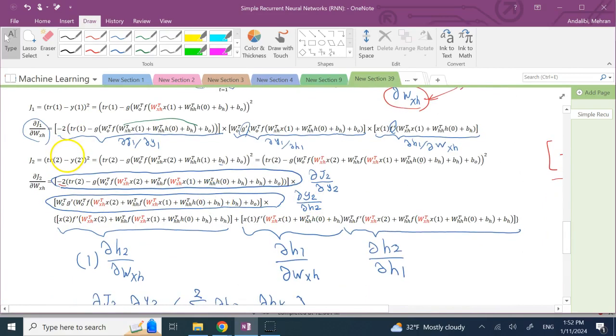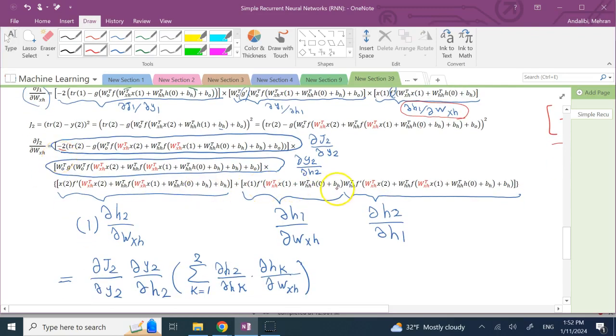The last part is a little bit different. It's not simply the derivative of h1 with respect to that weight. The last part has two components. You see, I added them and put them in a brace. What is the last part? It's the same as what we had earlier, derivative of h1 with respect to wxh, multiplied by partial of h2 with respect to h1, because h2 is a function of h1, and then this guy here is partial of h2 with respect to wxh. So h2, as I said, in two places will have wxh.